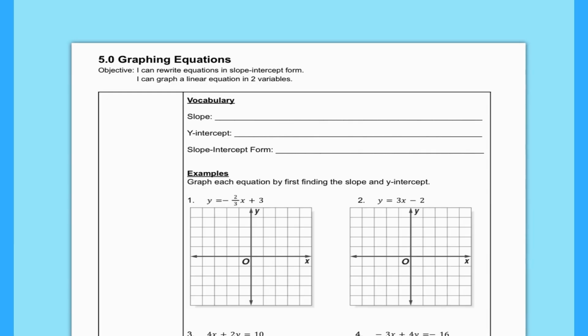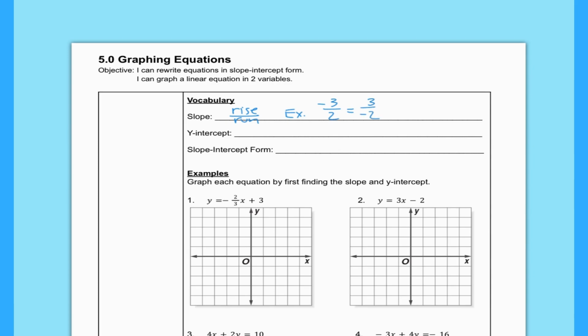For our first lesson in Chapter 5, we're going to start with some review. So we're going to review how to rewrite equations into slope-intercept form, and then also how to graph equations once they're in slope-intercept form. Reminder that slope is rise over run, and we also have some equivalent slopes. If I have, for example, negative 3 over 2, that is the same slope as 3 over negative 2.